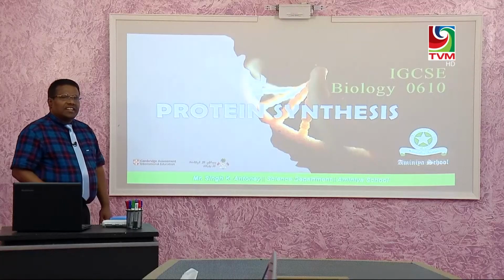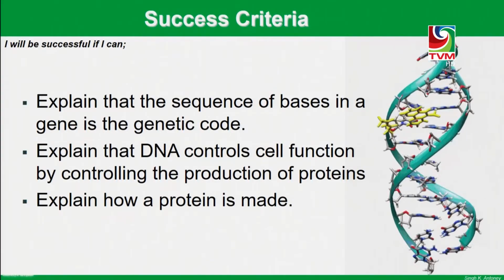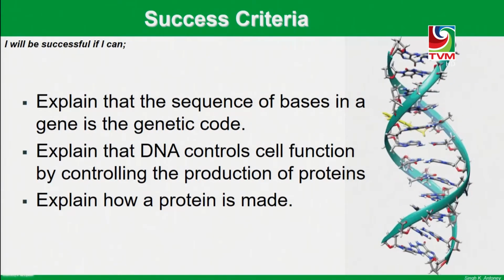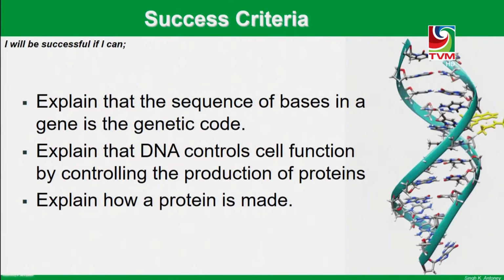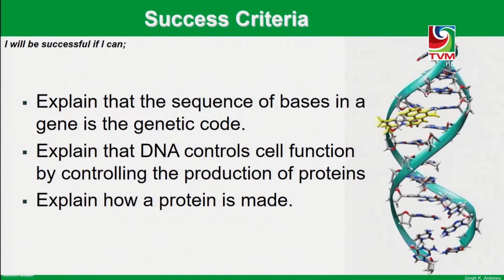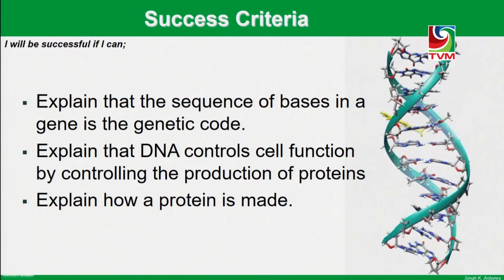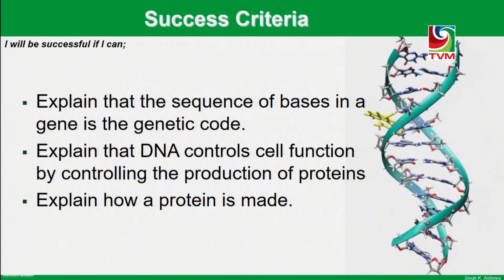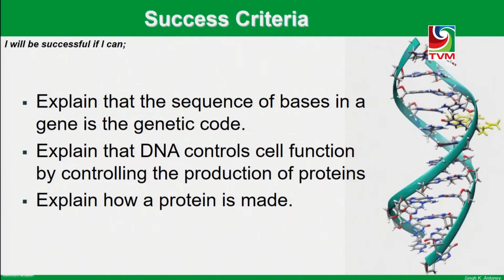Let us see the syllabus requirement of the topic. By the end of this lesson, you should know how to explain that the sequence of bases in a gene is the genetic code, and you should be able to explain that DNA controls cell function by controlling the production of proteins, and you should also be able to explain how a protein is made. So this is the requirement of the syllabus for this particular topic.